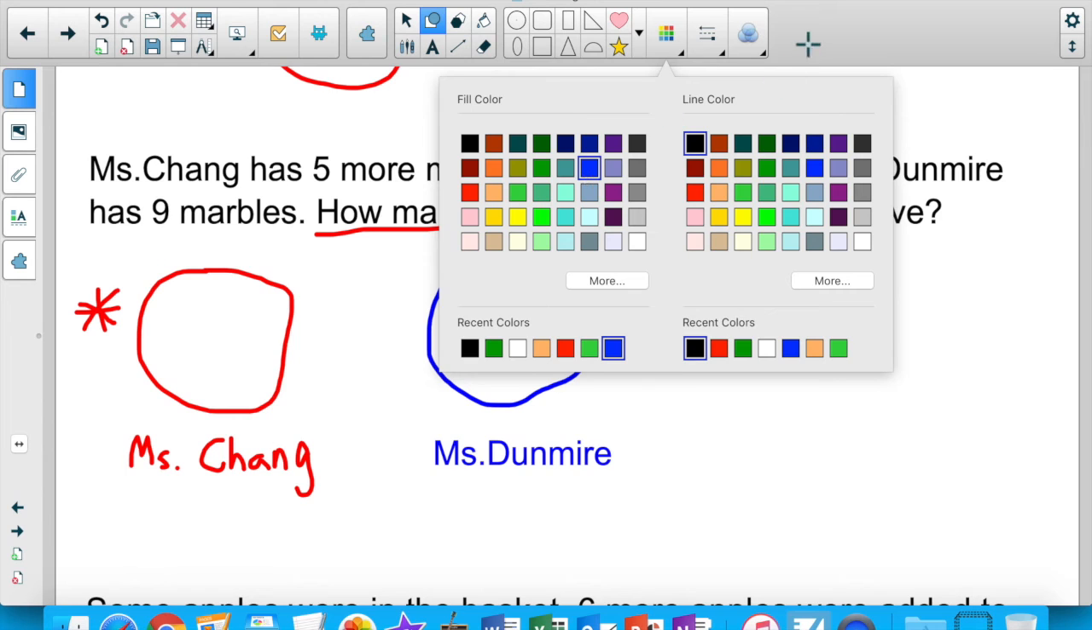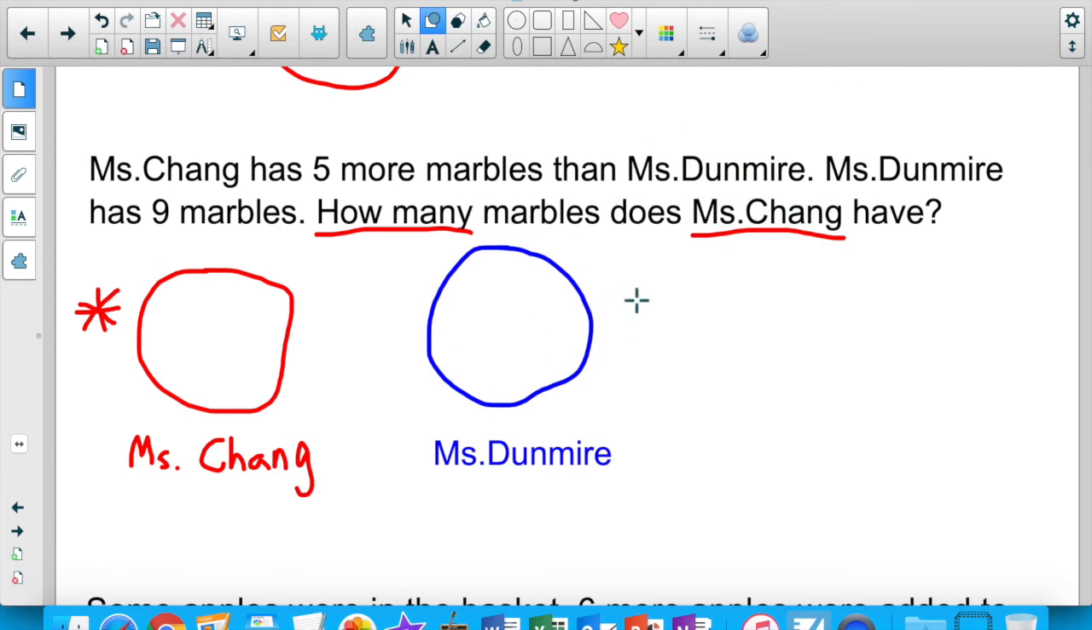So let's go ahead and draw 9 marbles into her bag or circle. Okay, so she has 9 marbles. 1, 2, 3, 4, 5, 6, 7, 8, 9. Okay, so I drew 9 marbles into Miss Dunmeyer's bag.